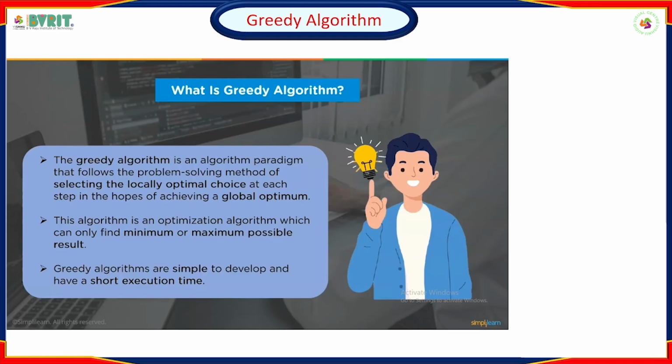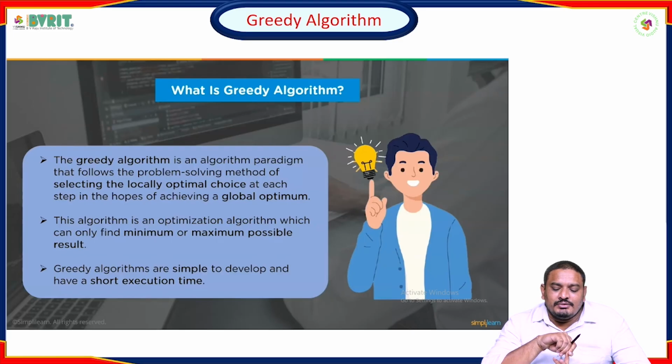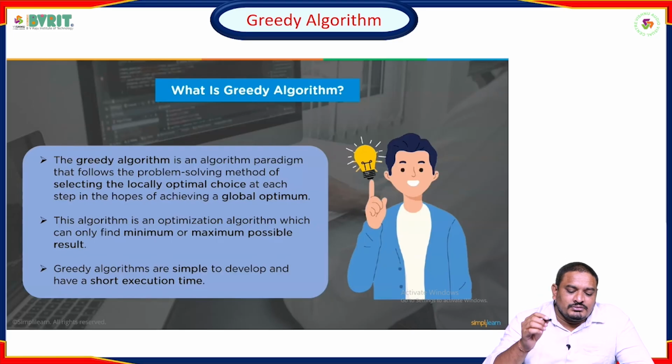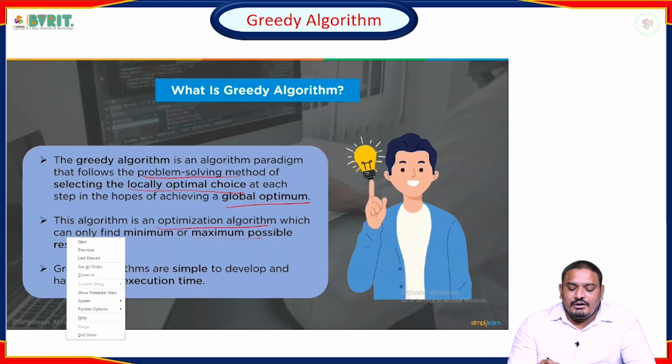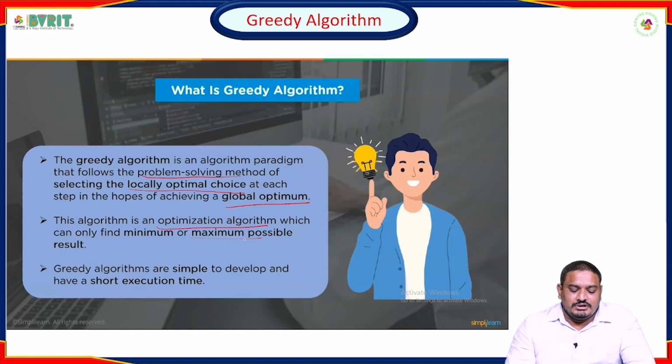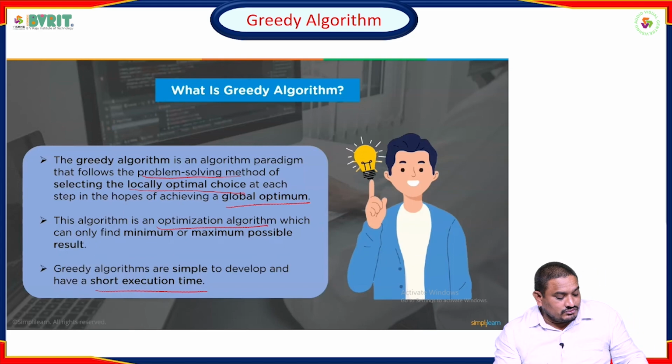What is the greedy algorithm? The greedy algorithm is a paradigm, a problem solving method that selects the locally optimal choice at each step to finally reach the final optimal solution. It is an optimization algorithm which finds the minimum or maximum possible result. The greedy algorithm is simple to develop and has a short execution time.